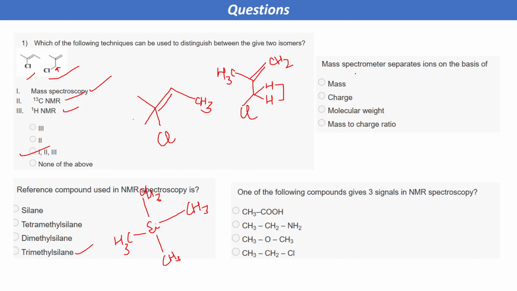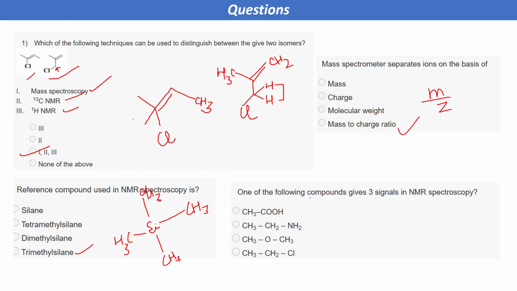The next question: a mass spectrometer separates ions on the basis of mass, charge, molecular weight or mass to charge ratio? Mass to charge ratio. Correct. It's mass to charge, this is m/z.